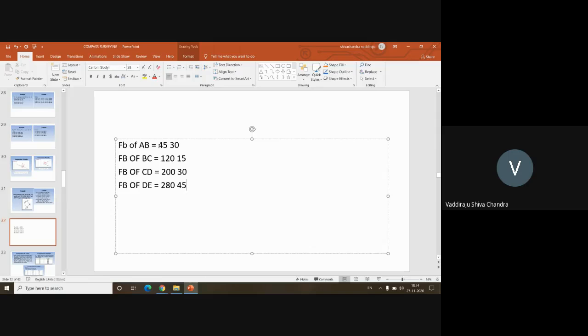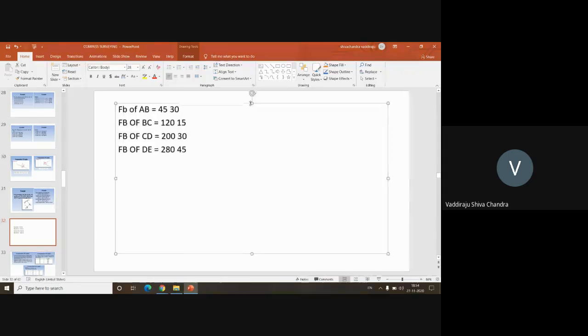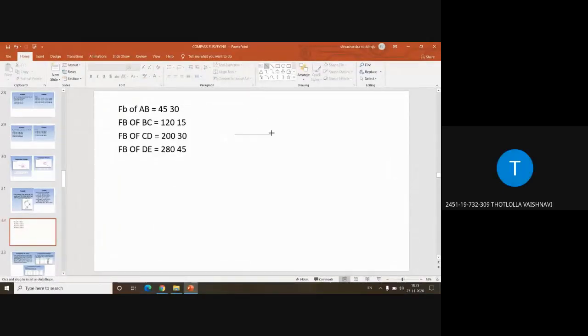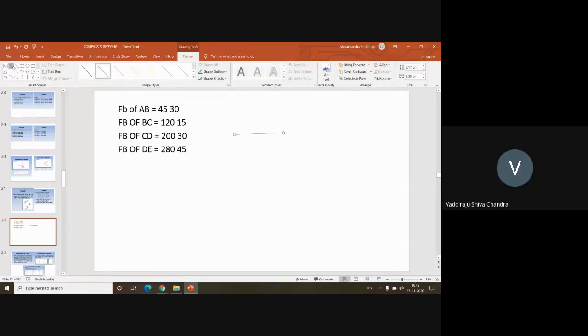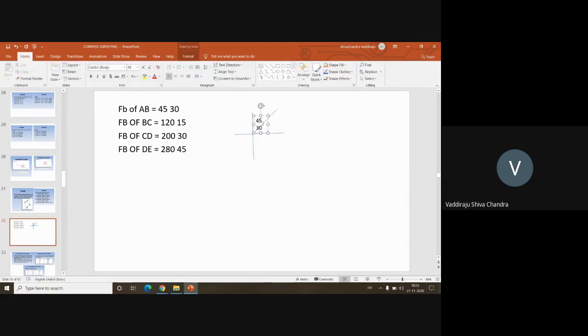So first let us try to draw the diagram. Forebearing of AB is equal to 45 degrees 30 minutes. Which quadrant? First quadrant, sir. So first draw the diagram, a quadrant value. So it comes in the first quadrant, right? So let us show it like this. This is forebearing of AB. This value is 45 degrees 30 minutes.